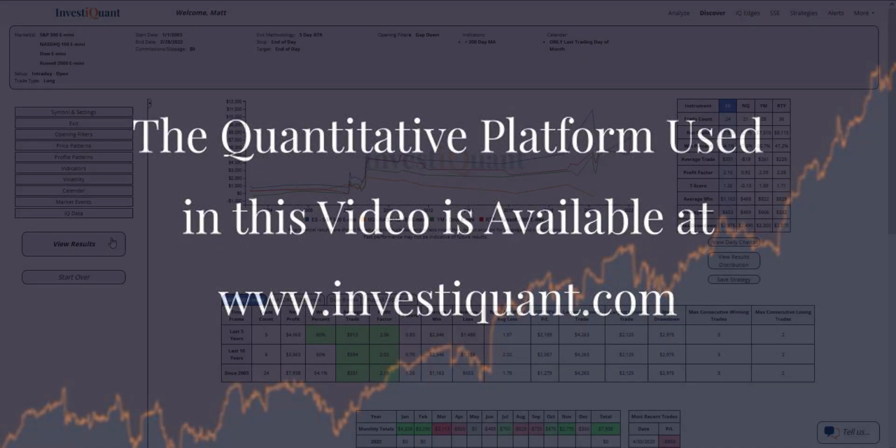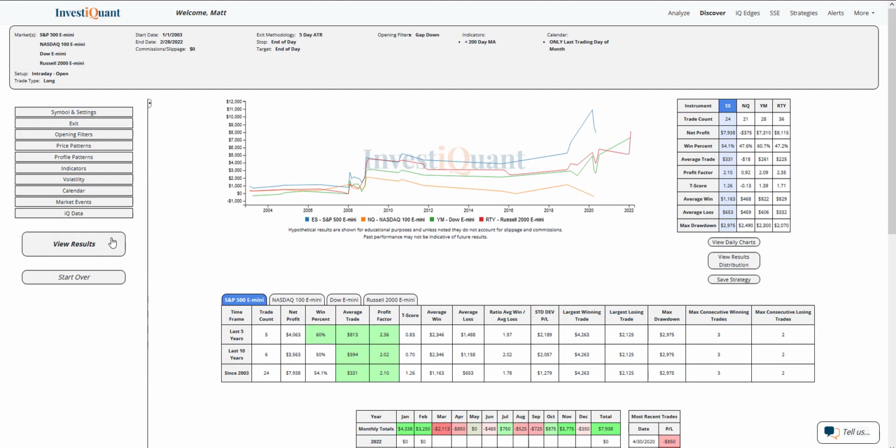And here we go. These are the results based upon entering the market long at 9:30 a.m. Eastern Time, exiting at 4:15 p.m. Eastern Time when you gap down on the last trading day of the month and the prior session closed below a 200-day simple moving average. Historically, just 24 samples here in the S&P dating back to 2003. For the NASDAQ, it's 21. The Dow has 28 samples. The Russell has the most samples at 36.